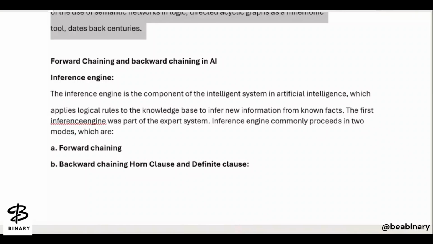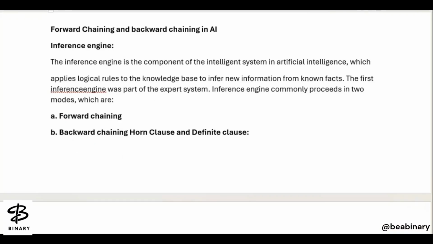Now, the important topic of the unit is forward chaining and backward chaining in AI. For what purpose are we talking about forward chaining and backward chaining here? We must have talked about the basic concepts in a knowledge base and the representation: what is the knowledge, what is the reason, and what is the inference.